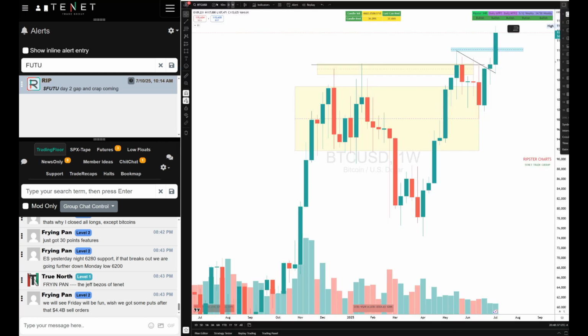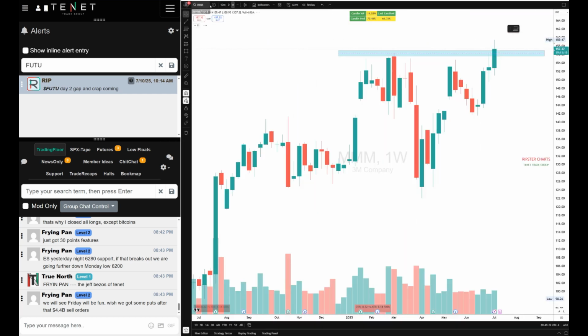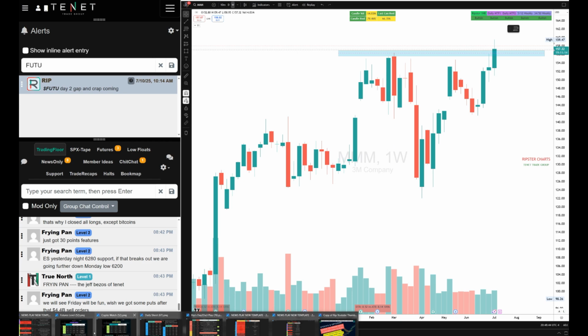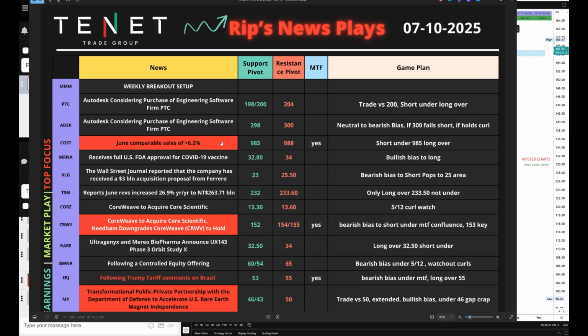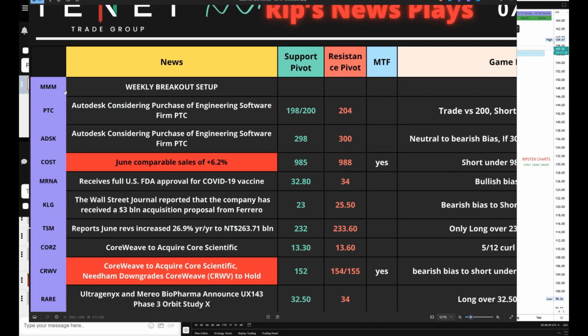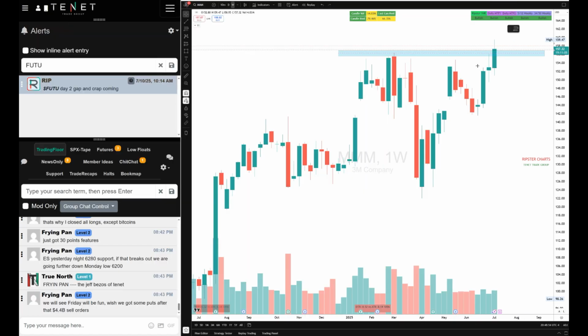I just want to look at one setup which was really good that I gave in the pre-market. It is called Triple M. Yesterday one of our members told me, hey Rip, look at Triple M, it's setting up for a weekly breakout. So I told the traders it's a weekly breakout setup, follow the cloud rules. So let's see how that panned out.